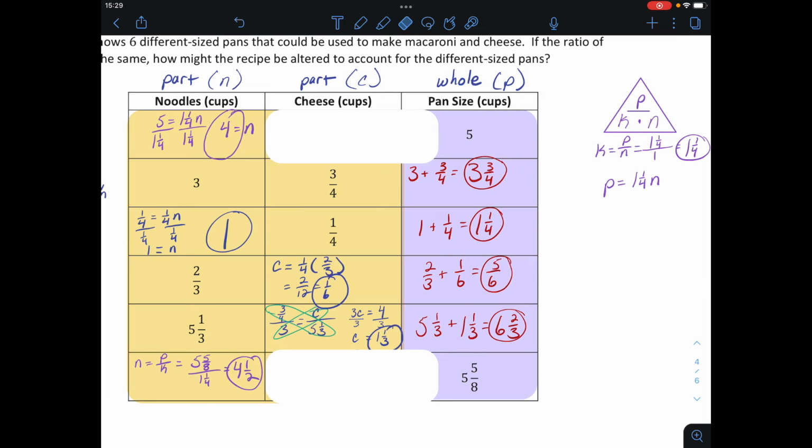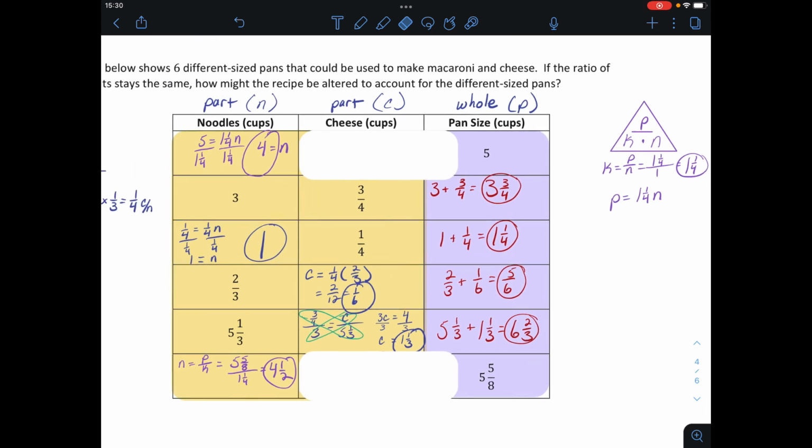So you can plug into our equation the 5 5/8 for P and divide just like I did before, but I am highlighting a different strategy yet again. Maybe you used our fact family triangle to solve. In this case, since we would be looking for N, our noodles, we would take our pan size in cups and divide it by our constant of proportionality. So 5 5/8 divided by 1 1/4 is 4 1/2. So again, there are multiple strategies that you can use. It is up to you which one you would like to use.